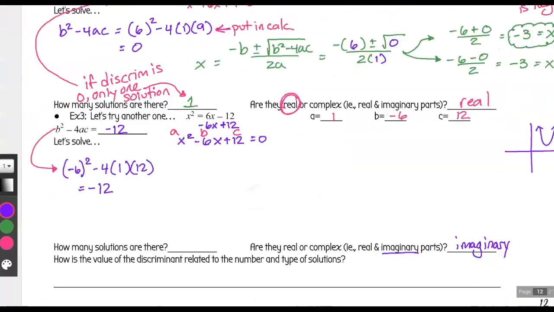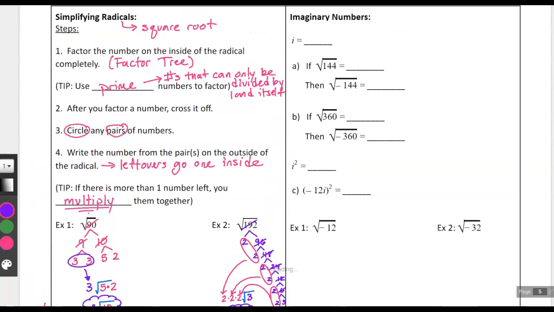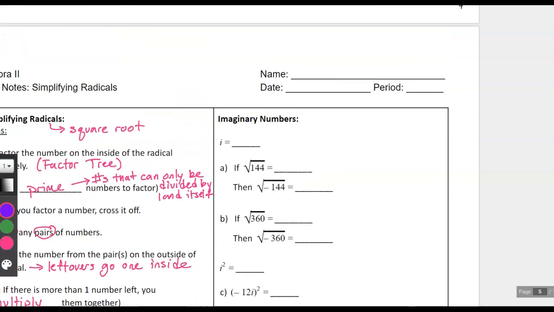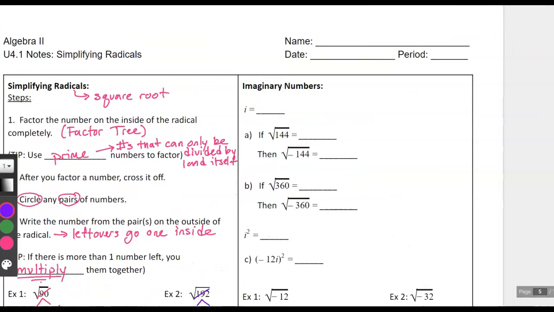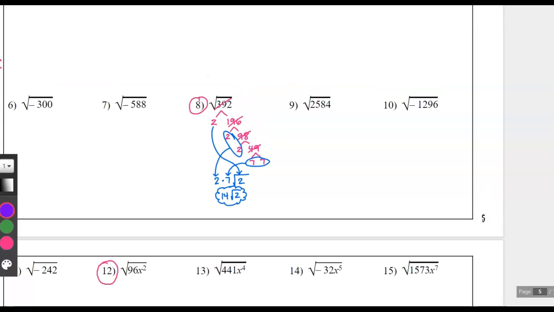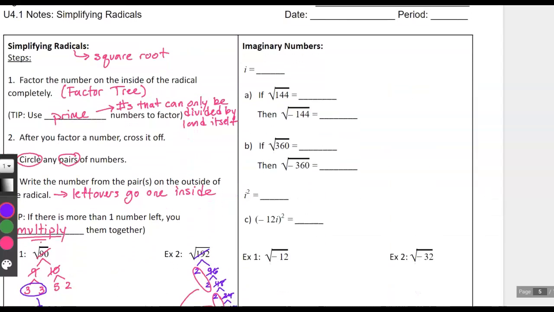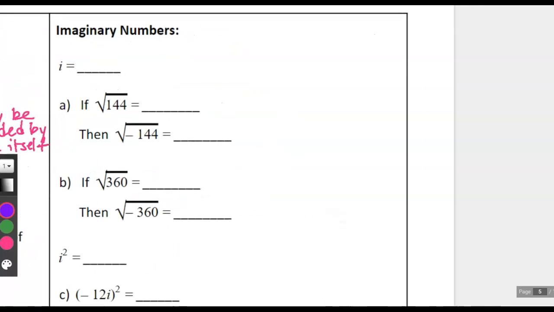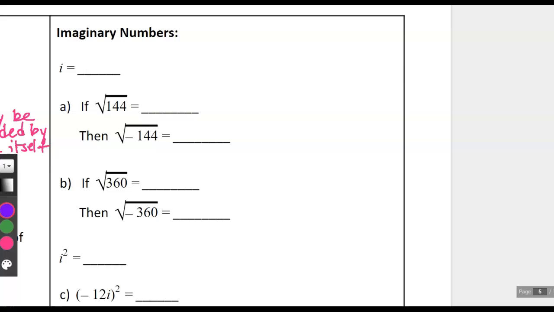So, how we deal with imaginary numbers. I want you to go back in your notes. Go way back up here. Where was this? This was day 1, page 5. Imaginary numbers. We use i to represent an imaginary number. Now, i is actually equal to the square root of negative 1. Instead of writing the square root of negative 1, we write i.